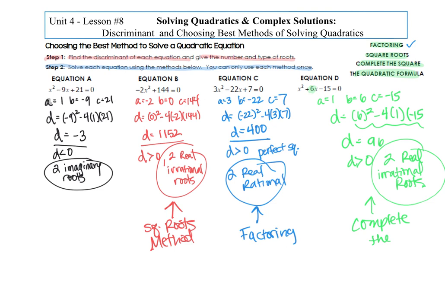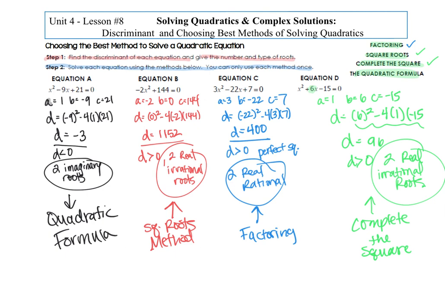Let me write that down because it met the criteria there. So that means we did square roots, complete the square. So that means equation A, we're going to solve with the quadratic formula. It's kind of like your default. When nothing else works, you want to use a quadratic formula.